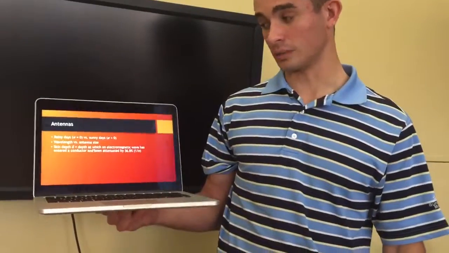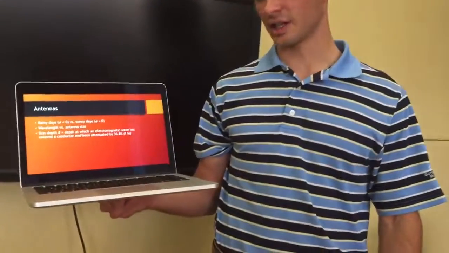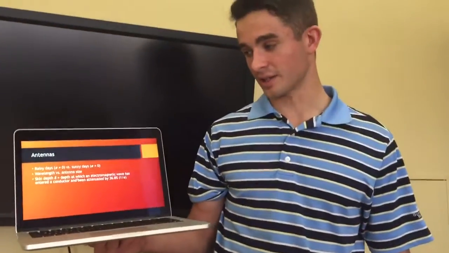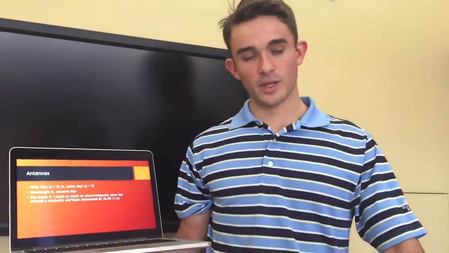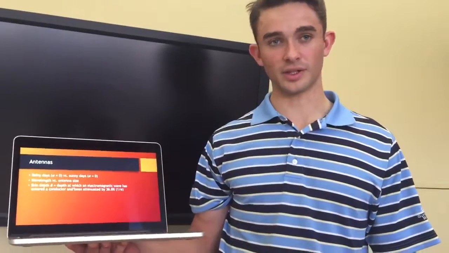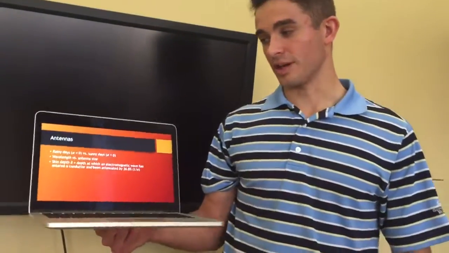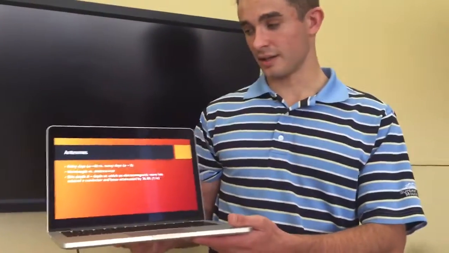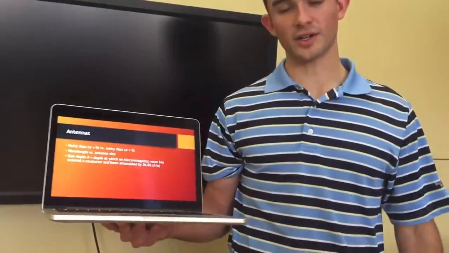All right, last thing we need to do is, now there's this thing called skin depth, and skin depth is just basically the depth at which an electromagnetic wave has entered a surface and been attenuated by 1 over e, which is 36.8%. And one last thing I'd like to talk about is kind of like the rainy day versus sunny day scenario.